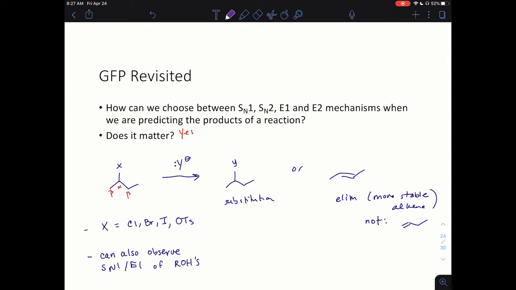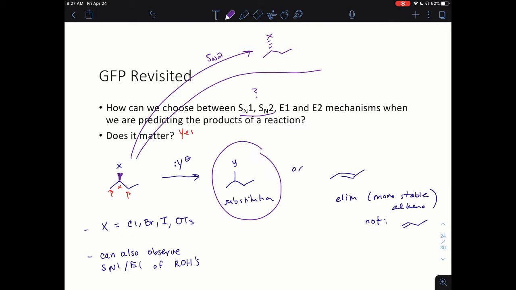And then as far as does it matter, let's say we see the substitution. Does it matter if it's SN1 or SN2? Well, yes. Imagine that this is a chiral alkyl halide. If it proceeds by an SN2 reaction, what would we observe? Inversion. If it proceeds by an SN1 reaction, what would we observe? Racemization. So we would see both enantiomers of the product because it goes through that achiral carbocation intermediate.